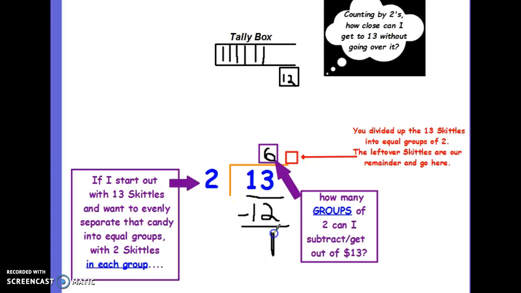I subtract, and I do, because 13 minus 12 is 1, which means I have 1 Skittle left over. We represent that with a letter R for remainder, and then we write the number 1. It should be right next to the quotient with its remainder. So everybody, it's separated into 6 groups of 2 with 1 left over. Let's take a look at a couple more.